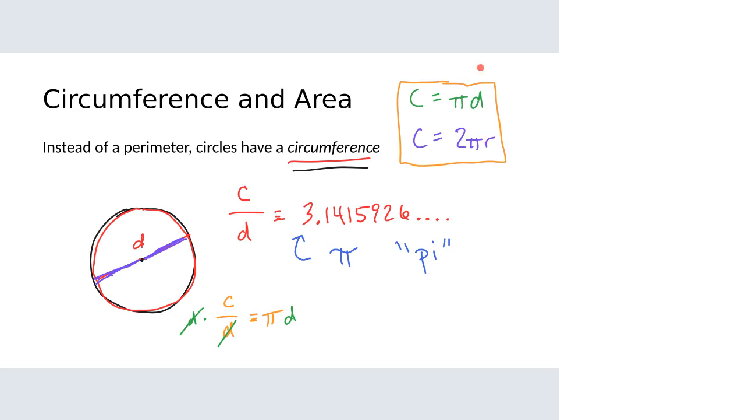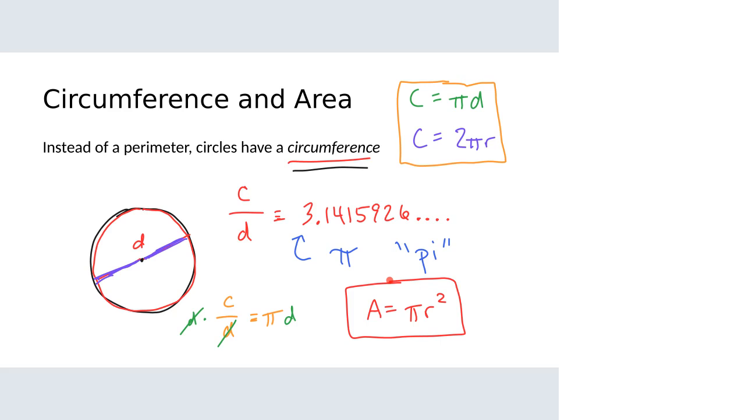And then as far as the area of a circle goes, the formula for that is pi times the radius squared. That's our formula for the area of a circle. You'll notice each one of these has pi in it. That's how important that number is.